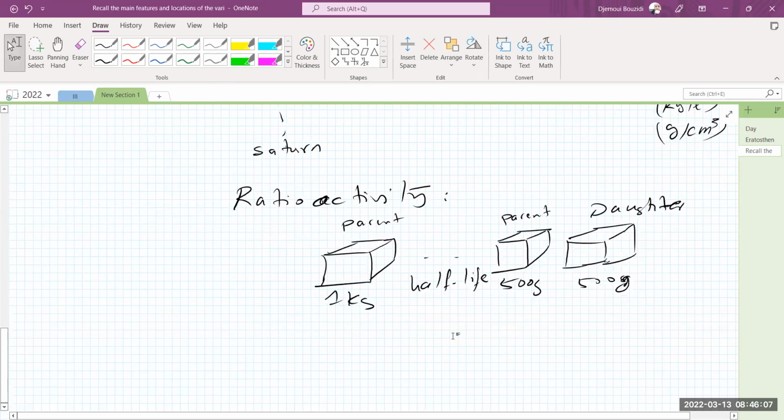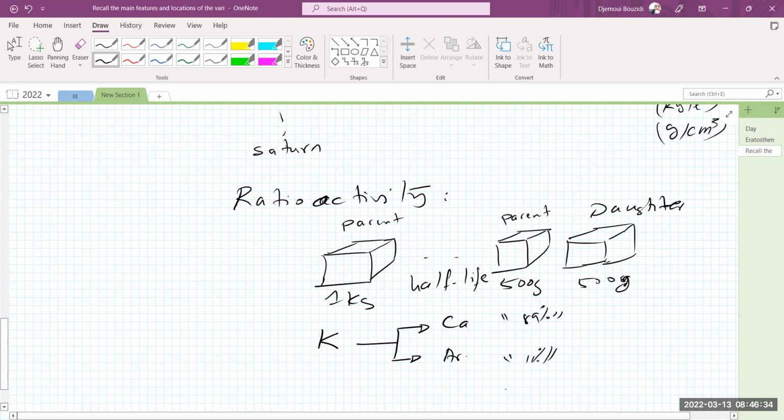So for the case, for example, of potassium, the symbol of which in chemistry is K, it can break into either calcium or argon. It's not only one path for the radioactivity, it could have more than one. For the case of potassium, it has 2 possibilities, but the vast majority is this one, and only 11% is this one.